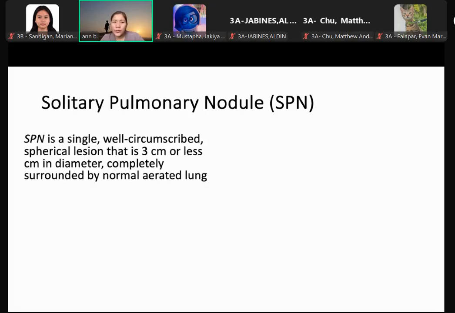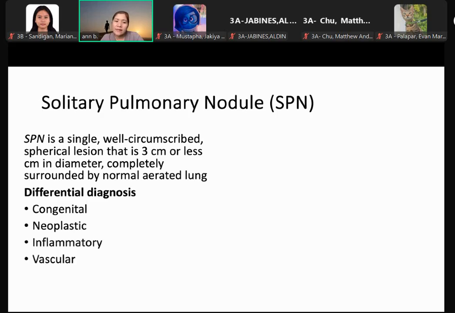So solitary pulmonary nodule. When we say SPN, this is 3 cm or less in diameter, completely surrounded by normal aerated lung. So single, well-circumscribed spherical lesion. When we say it is a pulmonary mass already, it should be greater than 3 centimeters. So again, be sure to note that one. Differential diagnosis could be congenital, neoplastic, inflammatory, vascular, traumatic disorders. But again, if you have SPN, the most that we consider is malignancy.